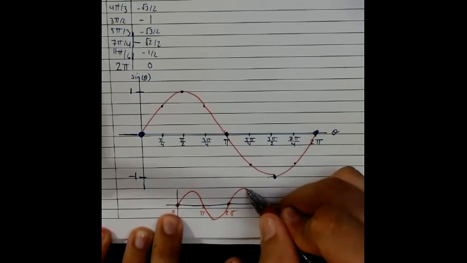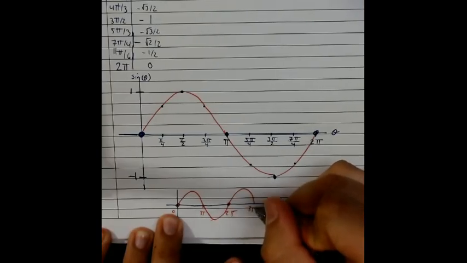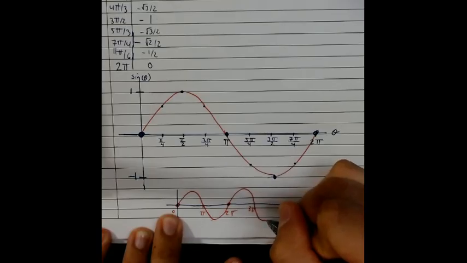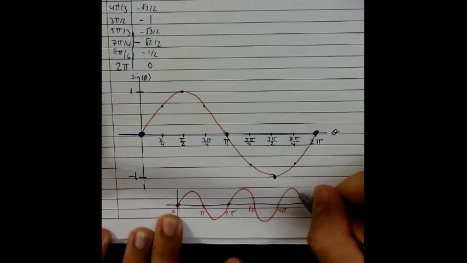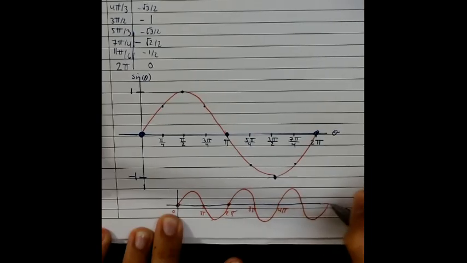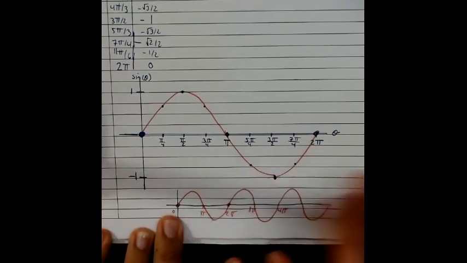It would go up, come down. That's 1 pi, 2 pi. This next one would be 3 pi. It would come down and then come back up, 4 pi. And again, and again, and again, forever. The graph of the sine function goes on forever. There is no end to it.